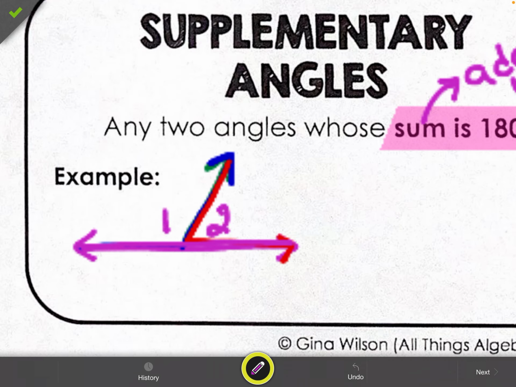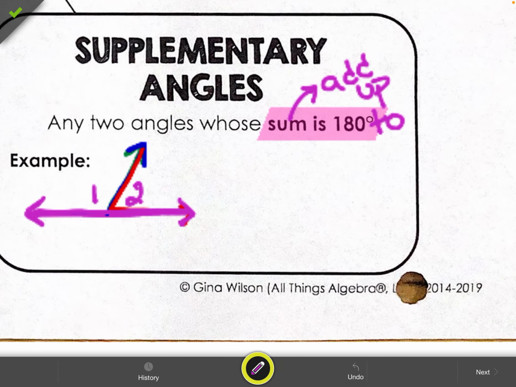Angle 1, angle 2. So if they are next to each other and create, some people say a straight line, and I know why they do, but technically it's a straight angle, okay, and straight angles are always 180 degrees. But if they're next to each other and they create this straight angle, they are supplementary, which means angle 1 plus angle 2 would give me 180 degrees.